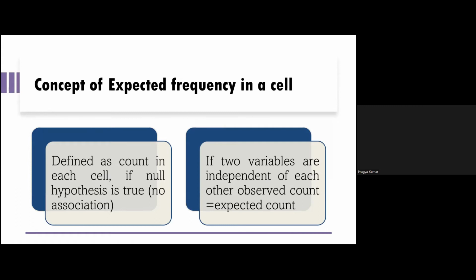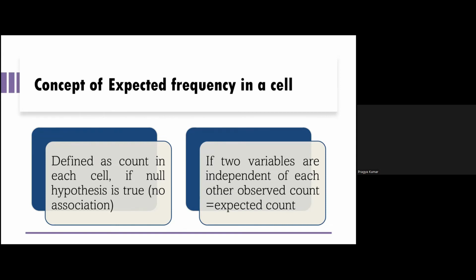Now the concept of expected frequency, although I have shown it: if you take the null hypothesis, where you say that there is no relationship, you take that proportion and define the count in each cell as if the null hypothesis is true. That means there is no association. If the two variables are independent of each other, then the expected count and the observed count will be the same. That's the concept of expected frequency in a cell.